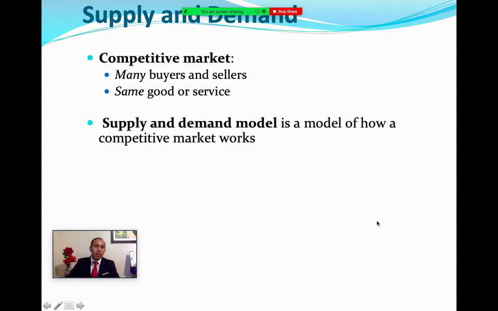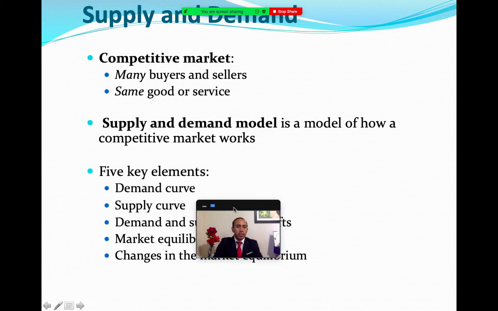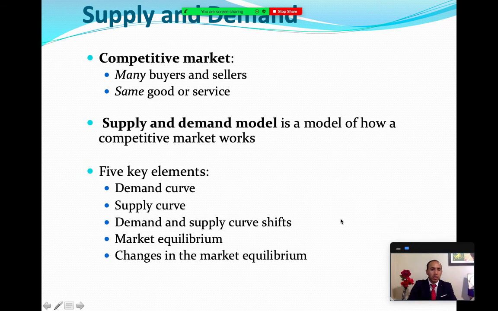The supply and demand model shows how a competitive market works and how elements of competitive markets tend to benefit the seller and benefit the consumer when they both meet and agree on a mutual exchange at an agreed market price. Now we're going to cover 5 elements of the market, which consists of the demand curve, demand by consumers, the supply curve by the producers, demand and supply changes or any shifts, market equilibrium, and any changes in the market that occur due to several factors.